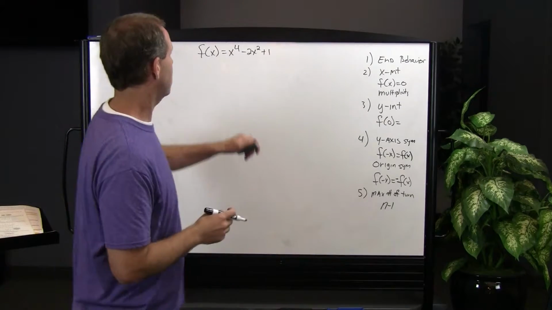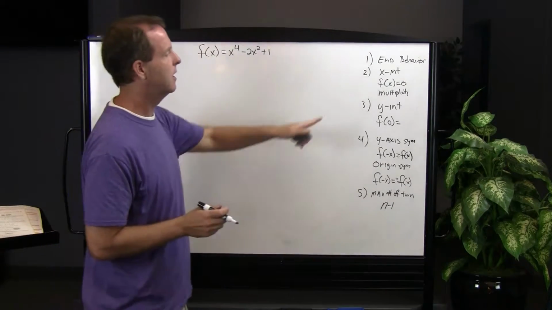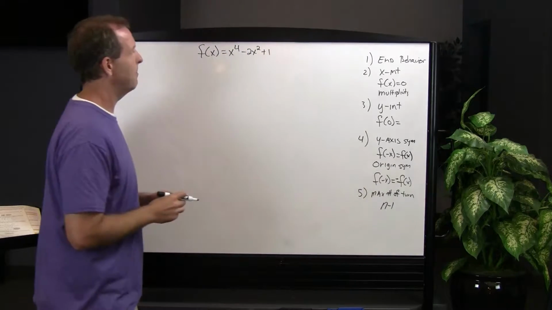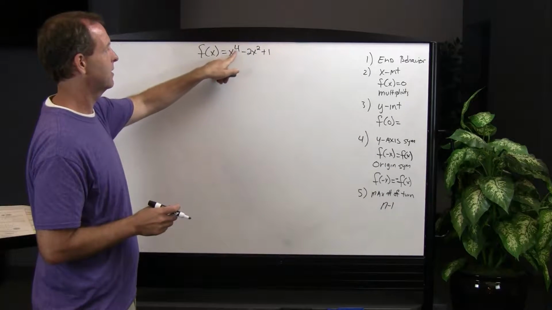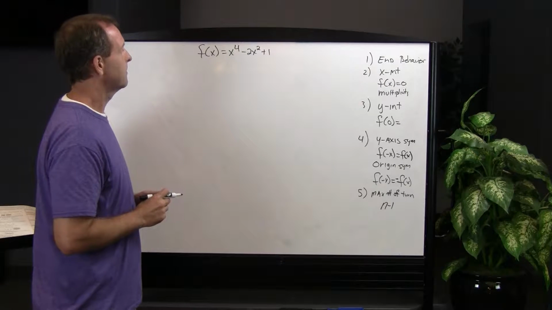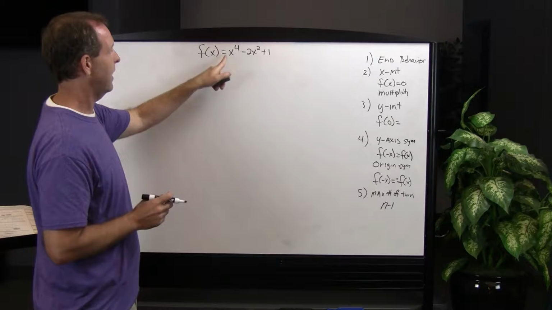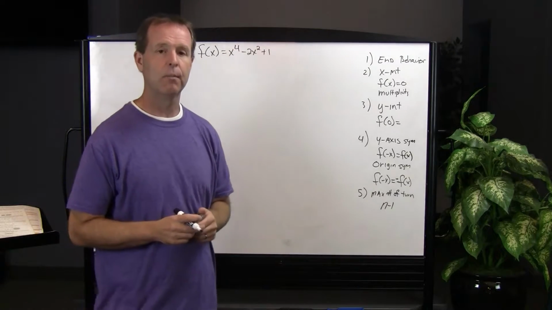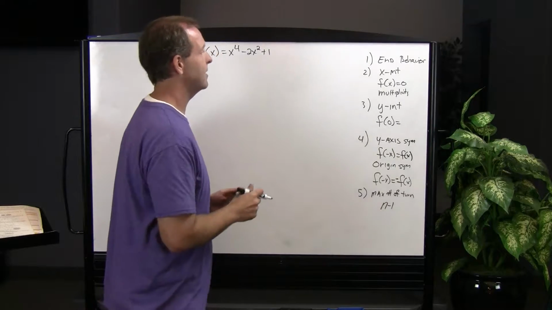The first thing when we're trying to graph a polynomial function is to understand its end behavior. We determine that by the leading coefficient and the evenness or oddness of its index. In this case, it's even and positive, so that tells me that my end behavior rises to the right and rises to the left.